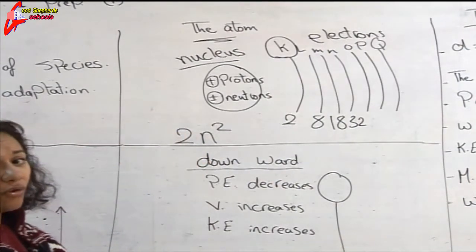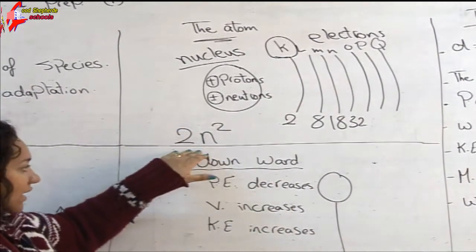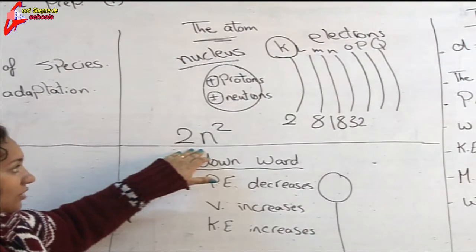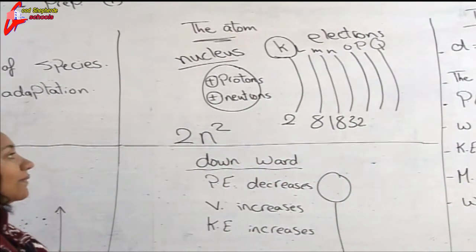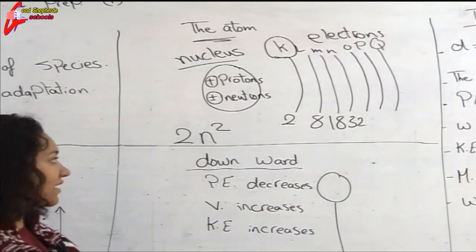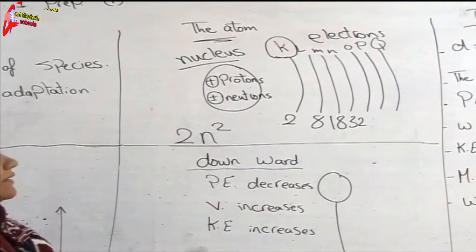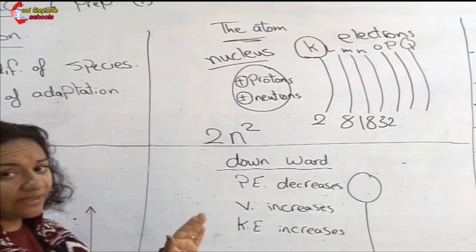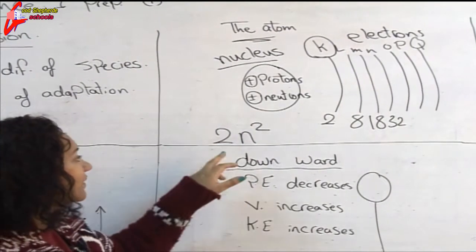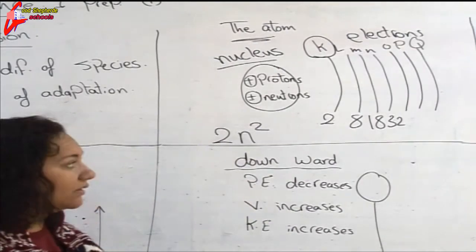And we can't obtain this rule or this relation for the energy levels for more than the fourth one, because the atom becomes unstable. So the number of electrons in each energy level is obtained from the relation 2n powered by 2.